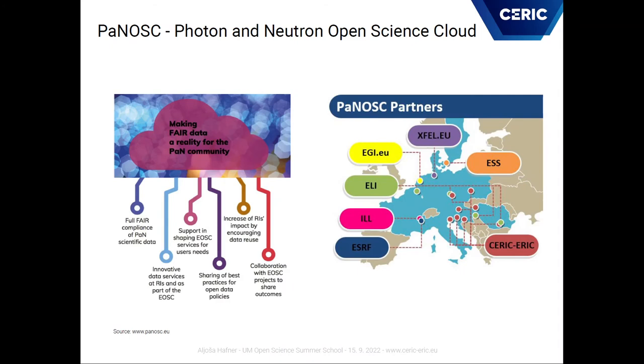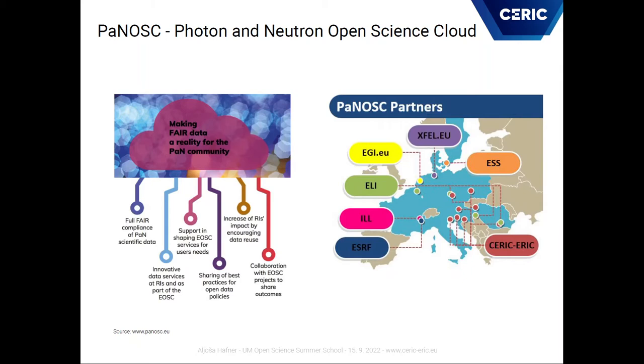So the latest effort into making life easier for our users is the PANOSC project, Photon and Neutron Open Science Cloud. It is also one of the pilot projects of EOSC. It will end in November 2022, so this year, in a few months. And the main goal is making FAIR data a reality for the PAN community, for the neutron community.